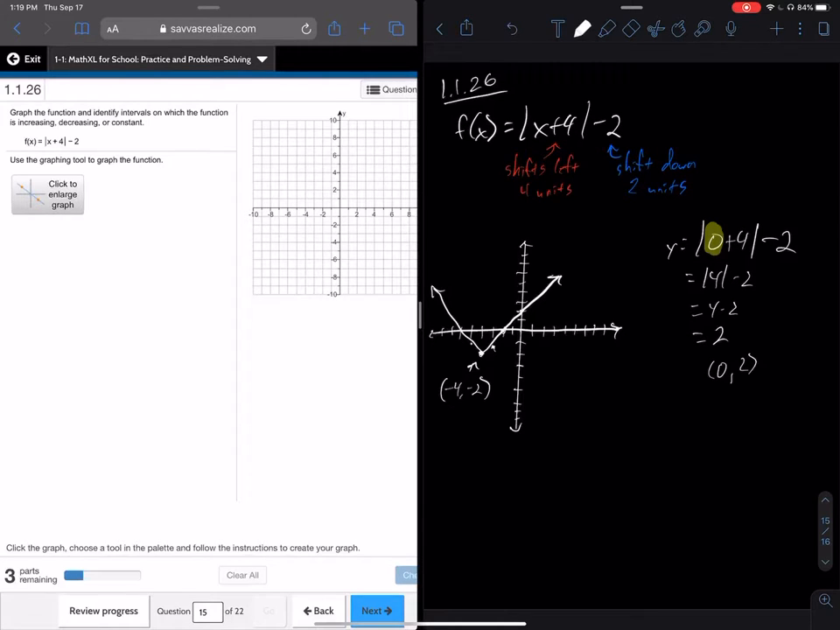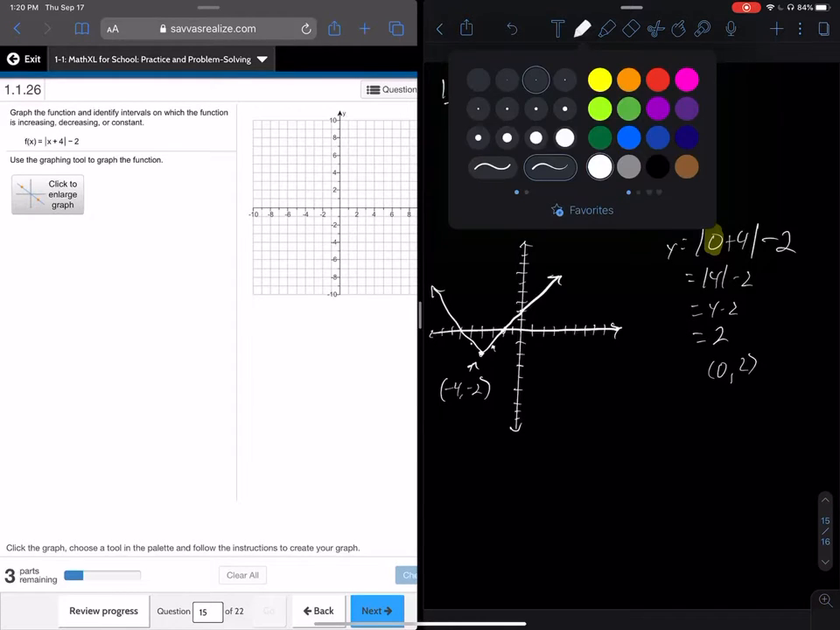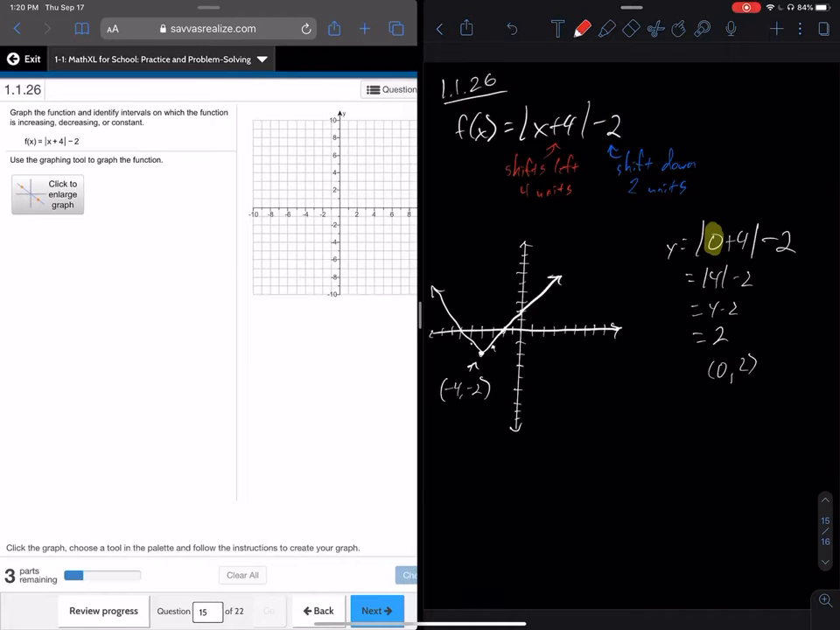Now, the next part of that is once you have the graph, this part will be pretty easy, but they want to know identify the intervals on which the function is increasing, decreasing, or constant. So I'm going to look at my graph left to right. It looks here, left to right, it is going down. So this is decreasing.